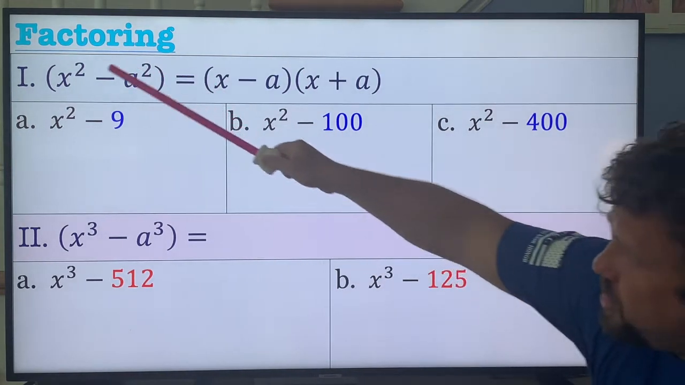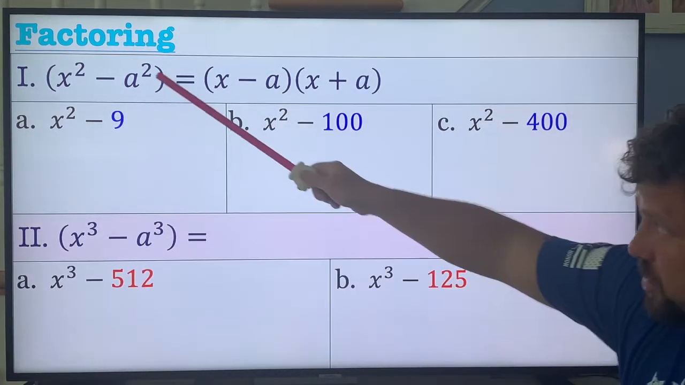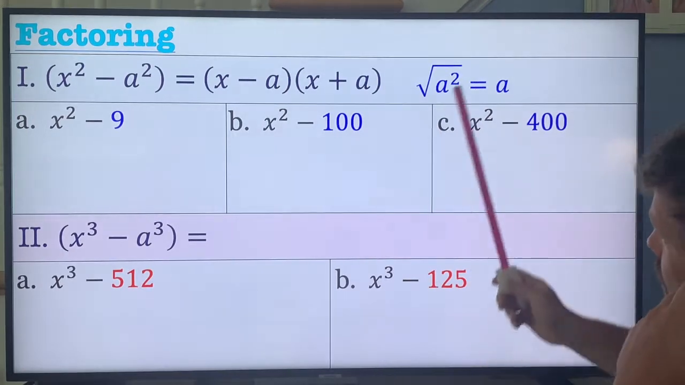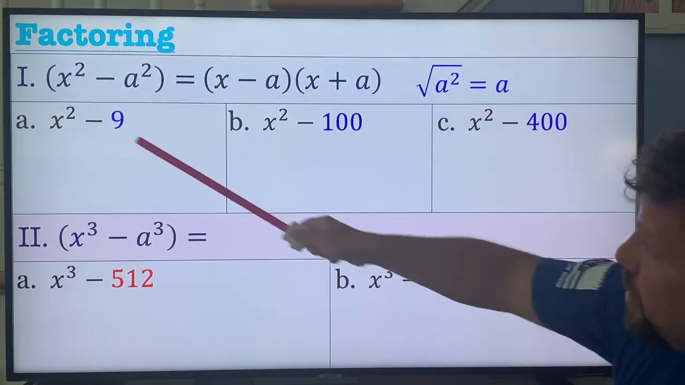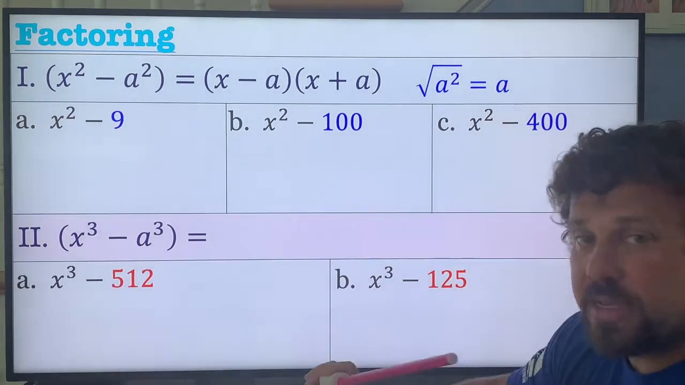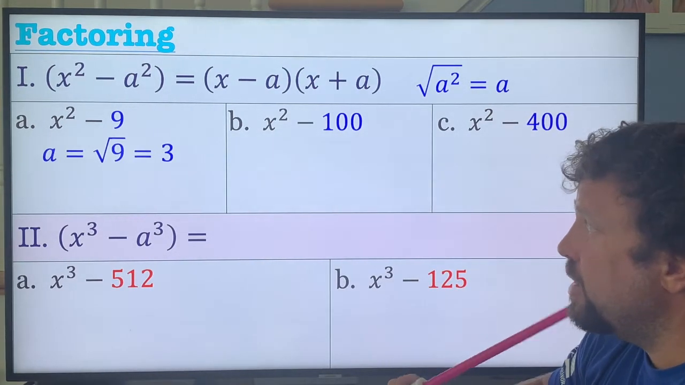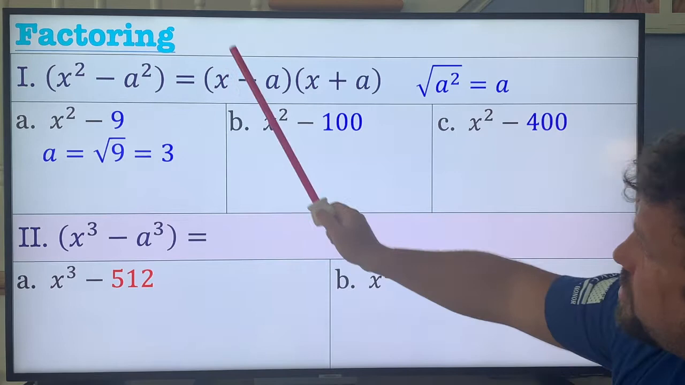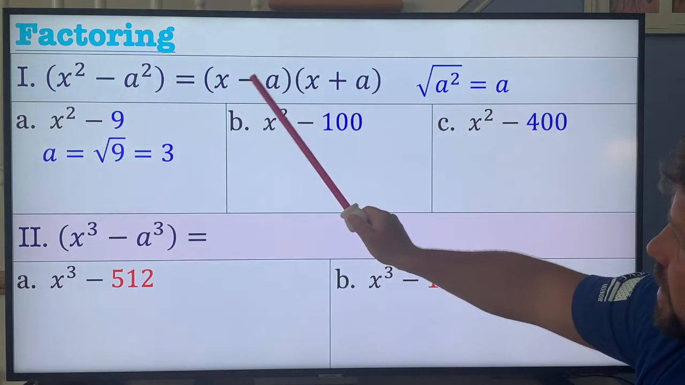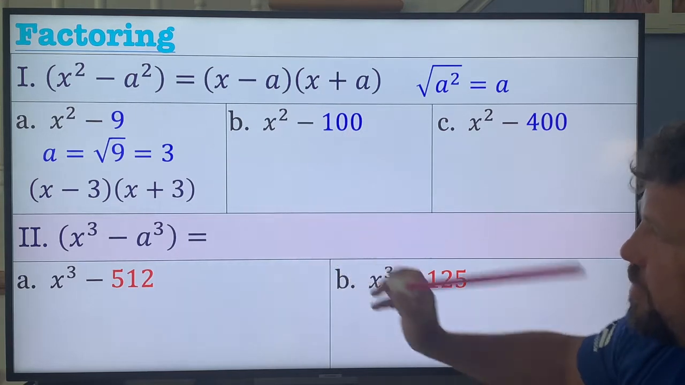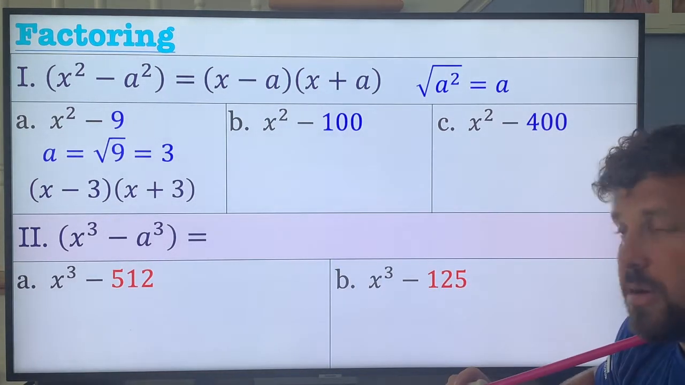Now, how do you find this? What's the square root of x squared? X. What's the square root of a squared? A. So you square root them both. Got it? Square root of x squared is x, right? What's the square root of 9? 3, right? So that's our a. So what we're going to do is plug into this equation. X minus 3, x plus 3. And that's how you factor a difference of perfect squares.